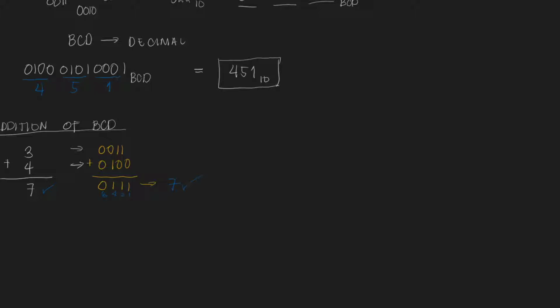Okay, now the problem arises only if we are having to add numbers that result in a sum greater than 9. For example, we have 7 plus 8. We know this one is 15. Then we write the BCD equivalent for each number. For 7, we have 0, 1, 1, 1. And for 8, we have 1, 0, 0, 0.